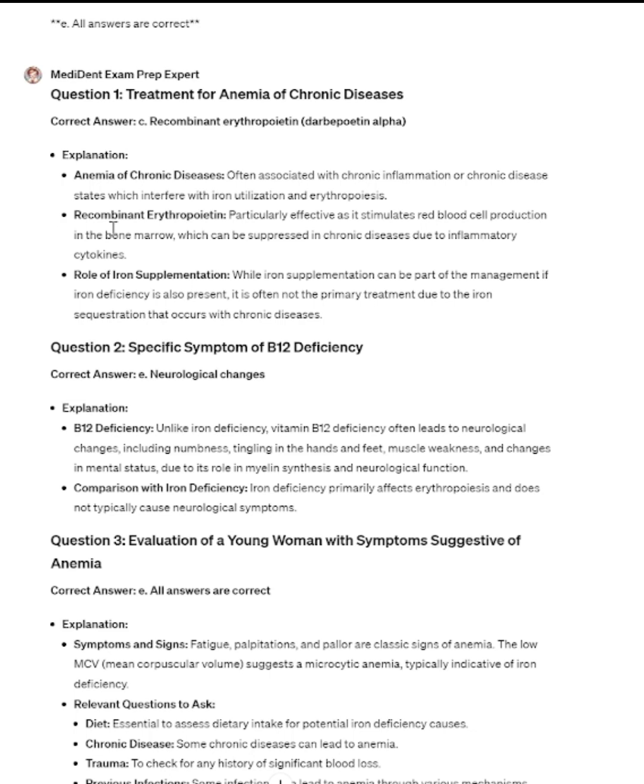Question 3. Evaluation of a young woman with symptoms suggestive of anemia. Correct answer: E. All answers are correct. Explanation. Symptoms and signs. Fatigue, palpitations, and pallor are classic signs of anemia. The low MCV, mean corpuscular volume, suggests a microcytic anemia, typically indicative of iron deficiency.